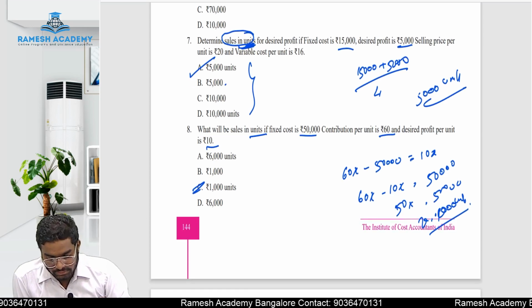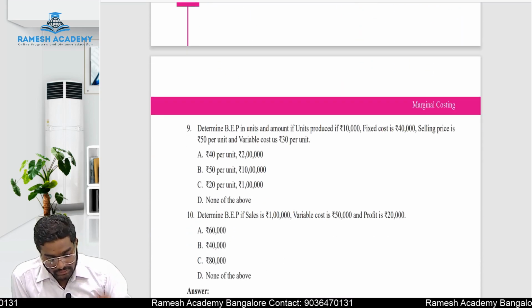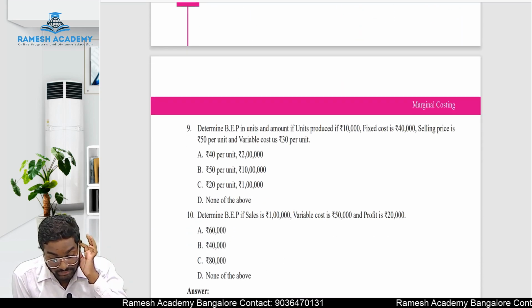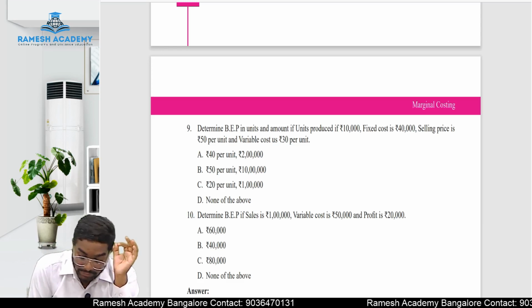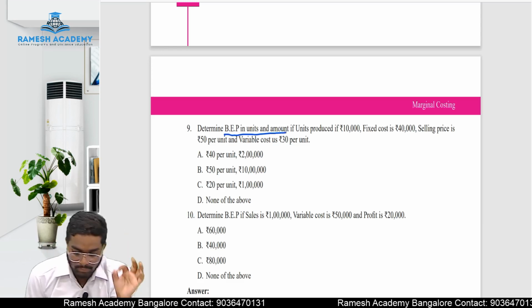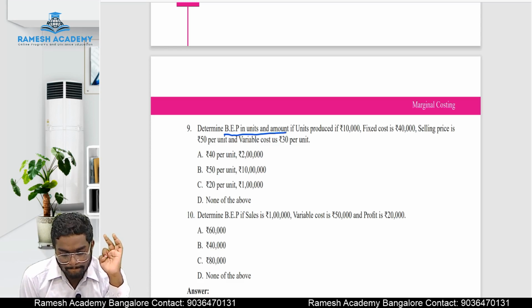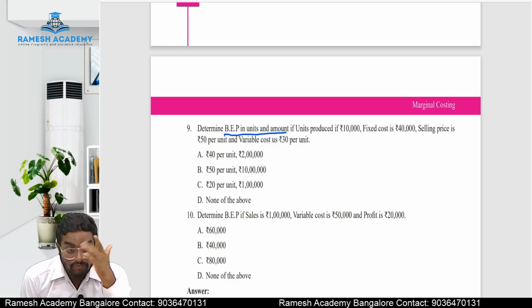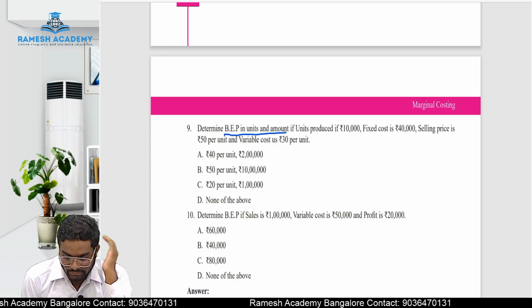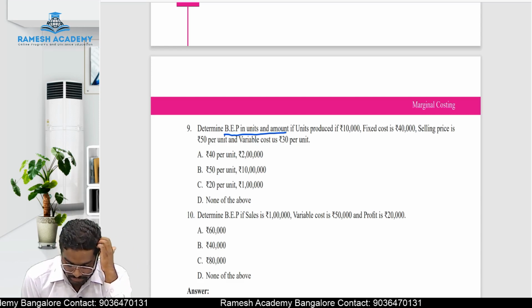Okay, so simple questions. Next we have the ninth question. So this is a bit tricky, I guess. We have to determine the BEP in units and amount. Okay, we have to determine the break-even point. For that we need fixed cost, we need PV ratio, we will check that, and the contribution per unit.